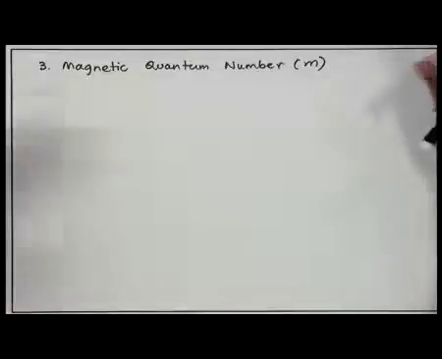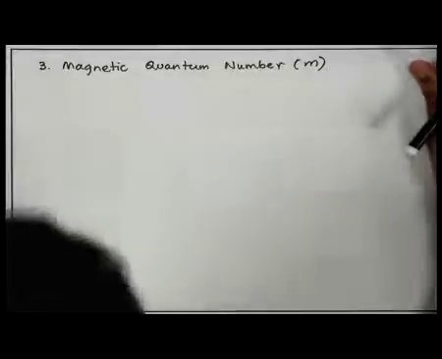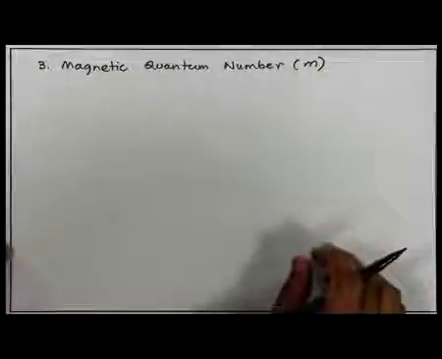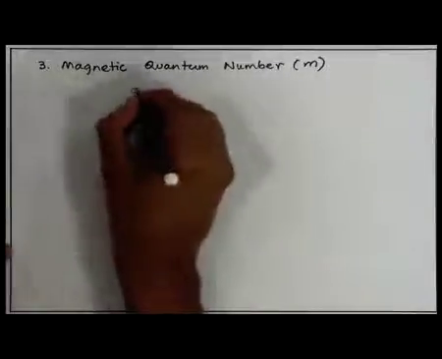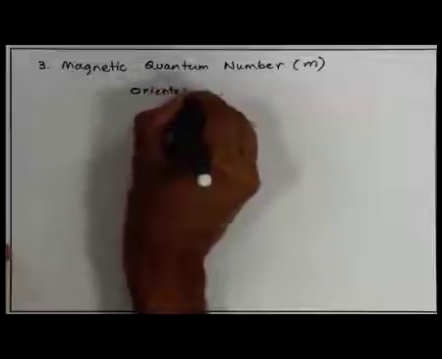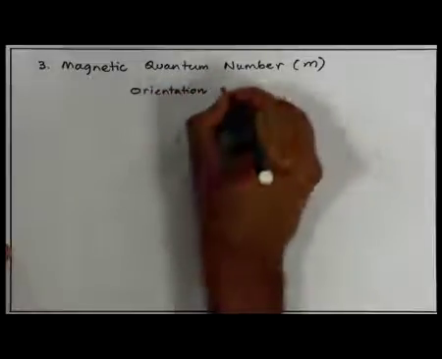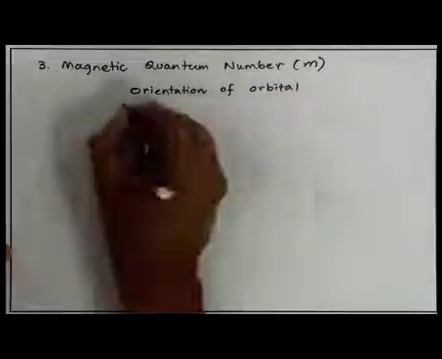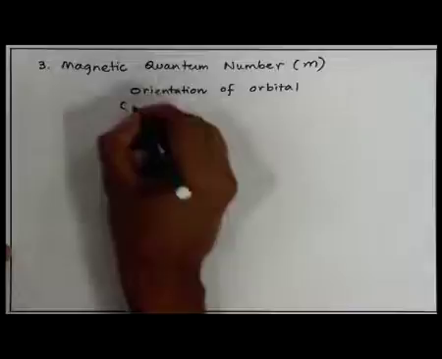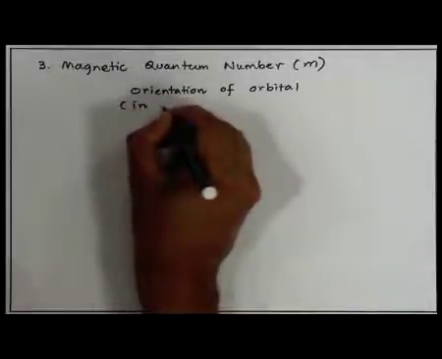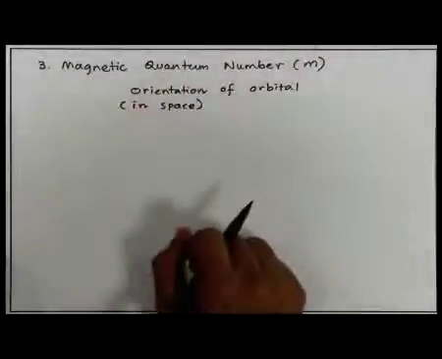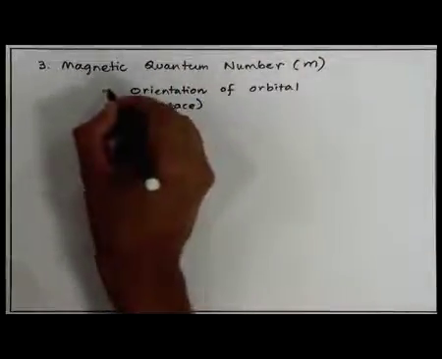We saw that the principal quantum number n talked about the size, the azimuthal quantum number talked about the shape, and the magnetic quantum number talks about the orientation of the orbital. By orientation we mean orientation in space. What kind of orientation does it have? So, this signifies the orientation of the orbital.